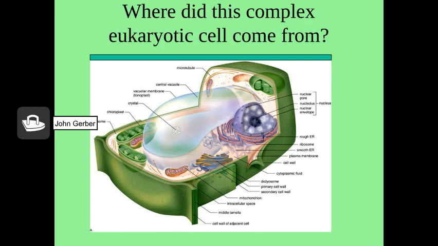Where did this complex eukaryotic cell come from? Well, we think they came from a process of merger. Prokaryotic organisms like bacteria came together to cooperate to create more complex organisms. Pretty cool, huh?